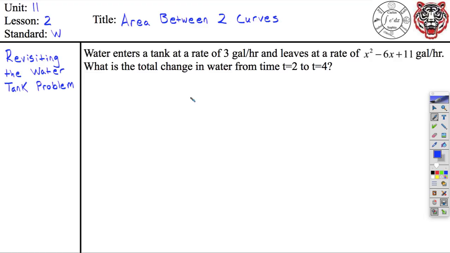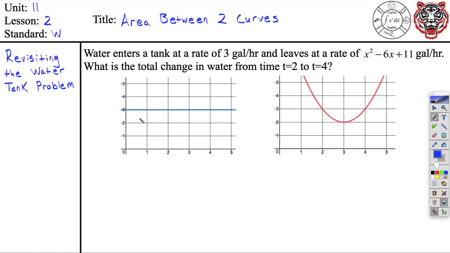So normally what we do is we look at both of those functions. So what do those functions look like? We have a constant function. I know, I'm getting fancy now, right? I have a constant function of 3. It's just a flat line.